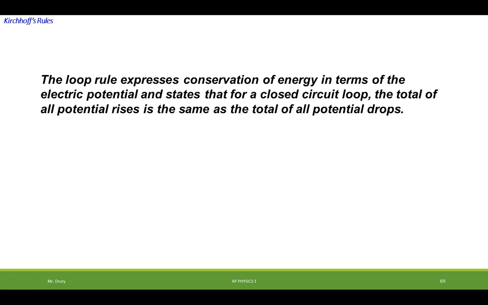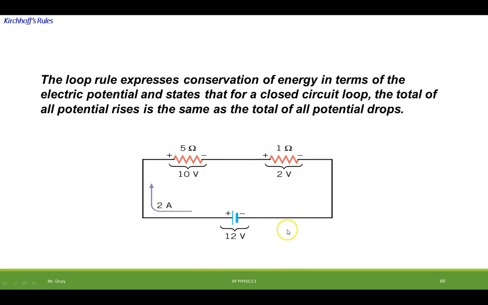The loop rule expresses conservation of energy in terms of the electric potential and states that for a closed loop, the total of all the potential rises is the same as the total of the potential drops. So let's look at it here. If you're going in this direction, the battery raised the potential by 12 volts, and it lost 10 volts going across this resistor and 2 volts going across this resistor. So it lost 12 volts, but it gained 12. So the loss was equal to the gain.